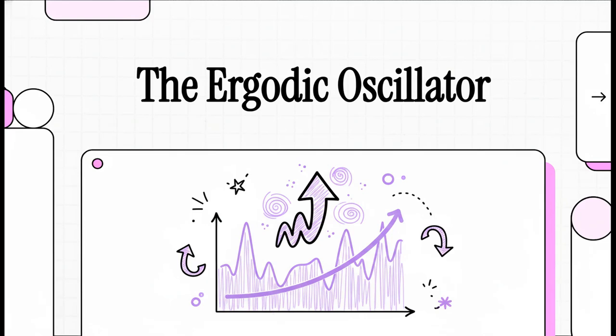Hey everyone, welcome. Today, we're going to pull back the curtain on a really powerful tool, one that's designed to slice right through all that market randomness and give you a much clearer look at momentum. We're talking about the SMI Ergodic Oscillator. If you've ever found yourself staring at a chart, just wishing you had a better way to gauge a trend's real strength or spot a potential reversal, well, you're in the right place.